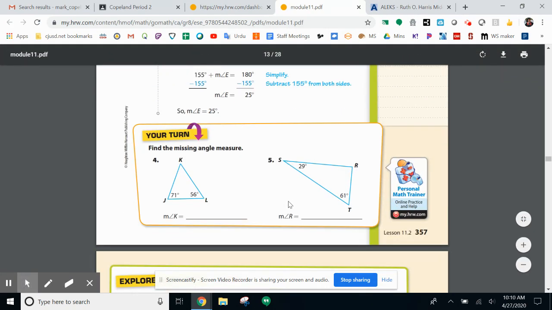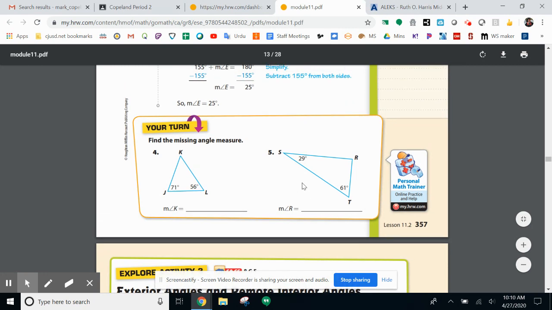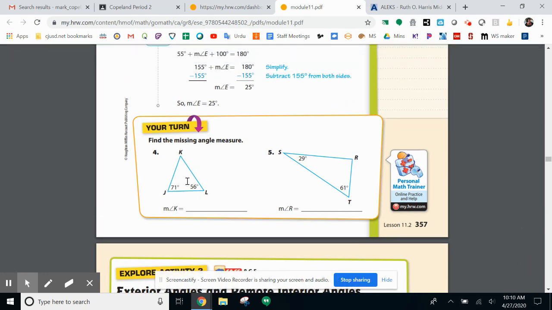Now, if we go down, here's some other ones we can try out. So I'm going to try and do this one with you. I'm going to use green. So if I have 71 and 56, I'm going to take 180, and I'm going to first subtract 71, and 80 minus 1, that'd be 9, and that would make this a 7, 10 minus 1, 9, 7 minus 7 is 0, and 1 minus 0 would be 109.